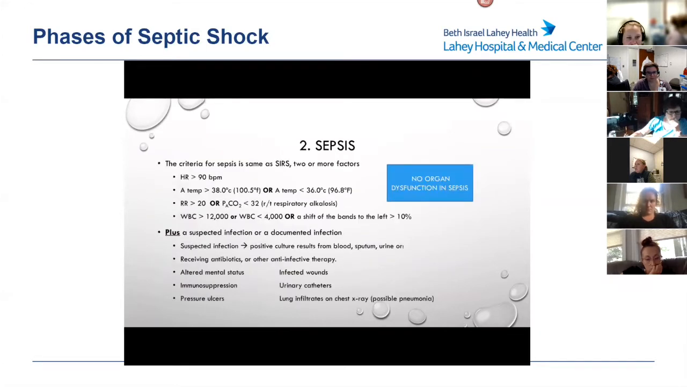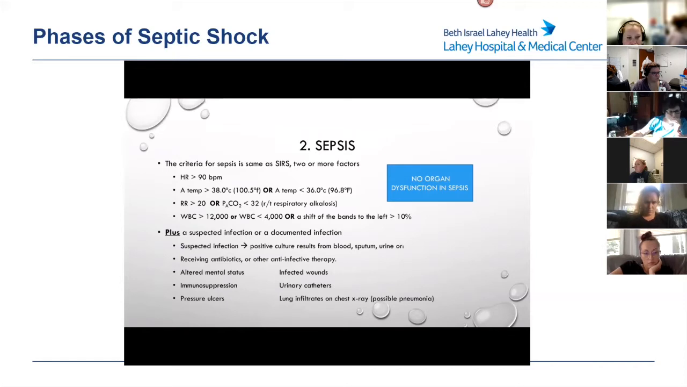So, moving on to sepsis. The criteria for sepsis is the same as SIRS: 2 or more factors, again listed there, plus a suspected infection or documented infection. You need positive cultures from blood, sputum, or urine. You want to have a patient on antibiotics or other anti-infective therapy.